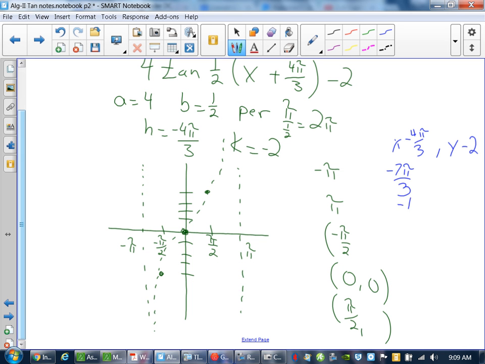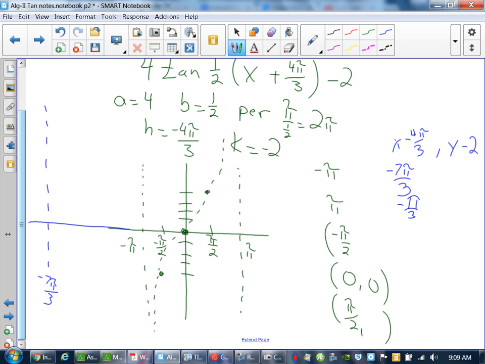Wait, so you just kind of disregard the 1 minus 2 part? Yeah, because it's vertical. If I move it up, aren't asymptotes moving up and down already? Yeah, but you can't move the points. We are. I'm moving the asymptotes to negative 7 pi over 3. No, but I mean, like, you can't move the points up and down? I haven't gotten to those parts yet.